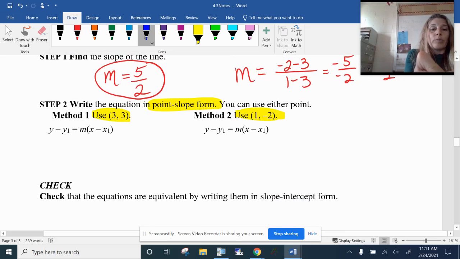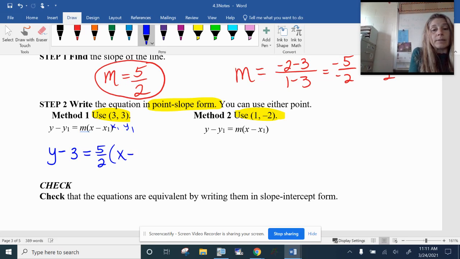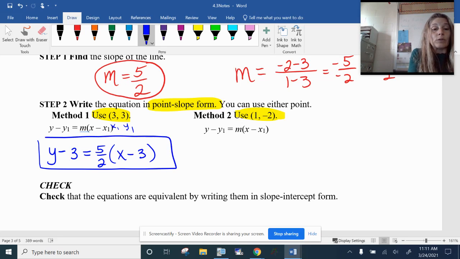So if I were to do (3, 3), the 3 is going to be my x1 and the other 3 is going to be my y1. So I would have y minus 3 equals my slope of 5 over 2 times x minus 3. So this would be one of my answers in point slope form.